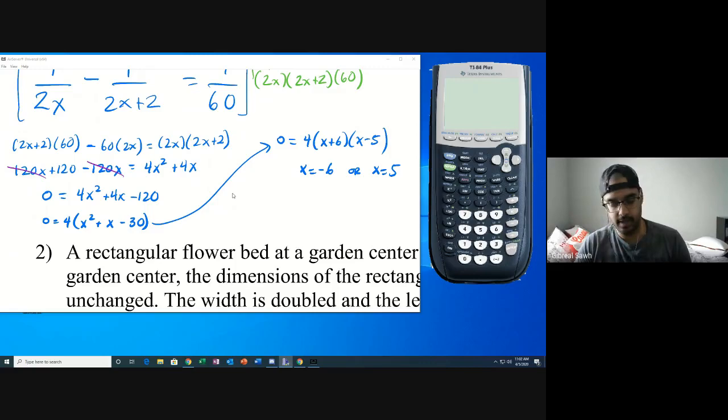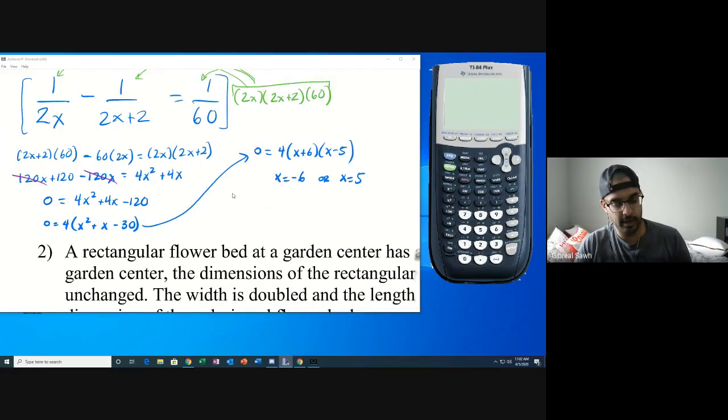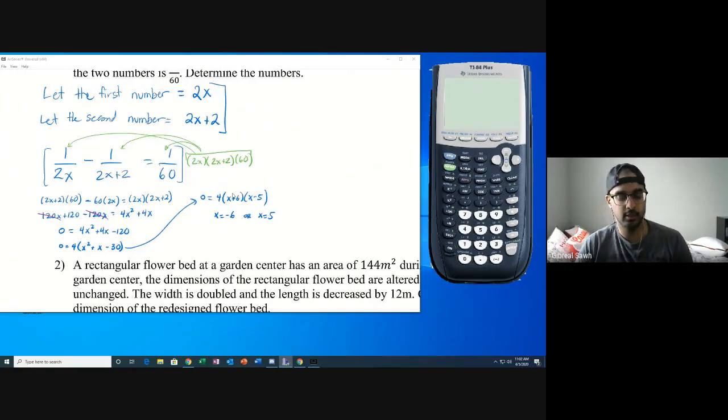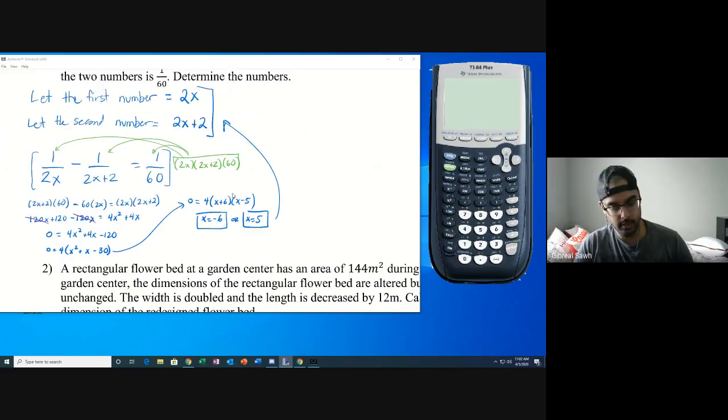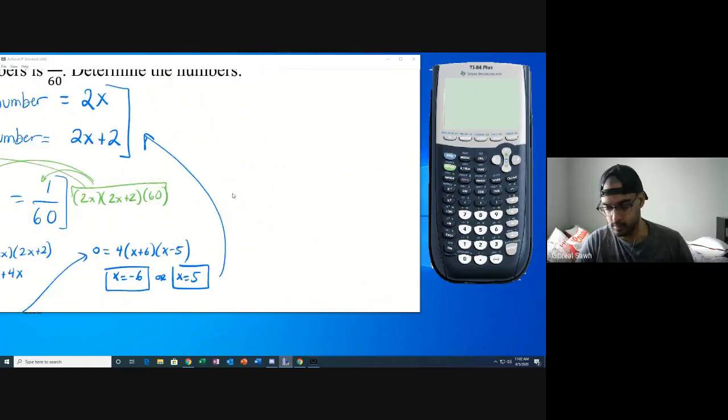Okay, now those aren't our final answers, because remember how we actually define our numbers. To start with, we define them as 2x and 2x plus 2. So what we actually need to do here is take the two answers we got for x and substitute them back into the top. That'll actually tell us what our numbers are. And there's a couple things that we got to think about when we do that. So let's start plugging things in. So let's do two cases: if x equals -6, or if x equals 5. Okay, and we'll start plugging things in.